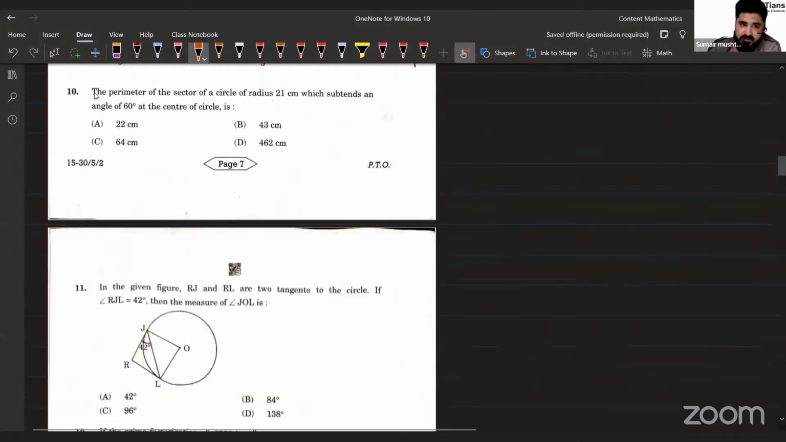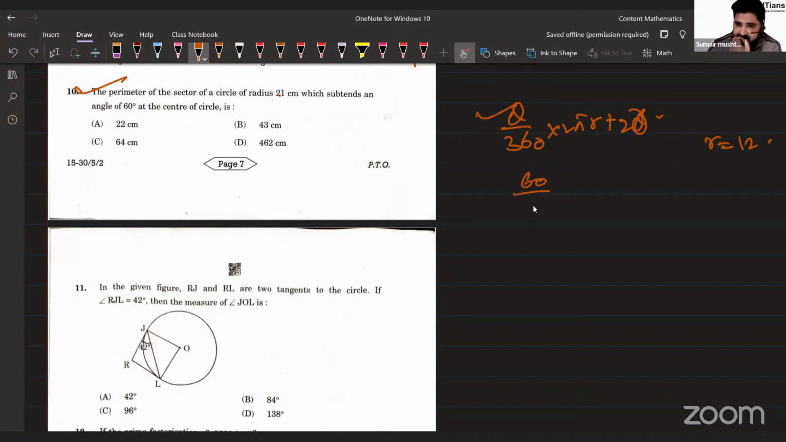Got it. Question number this, perimeter, same. So you can use the perimeter of the sector, that is equal to theta divided by 360 into 2 pi r plus 2r, isn't it? Use this, which subtends an angle theta at the center, r is given as 12, isn't it? So this needs some calculation, you can do it. This is 60, 360, 2 into 22 by 7. Use the formula, and r is 21, get the answer. Fine.